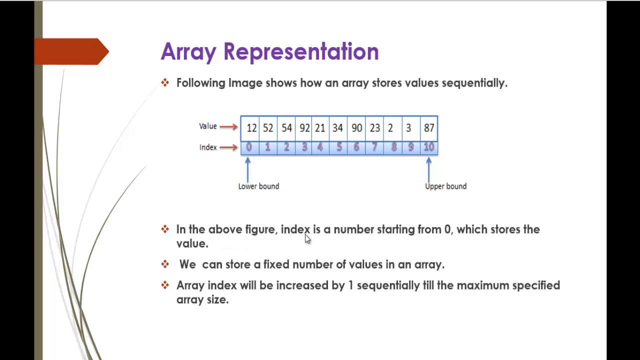In the above figure you can observe the index is a number starting from 0, which stores the value, and we can store a fixed number of values in an array. It means that once we declare an array, we can't alter the size of the array. It can't store extra values, and the array index will be increased by 1 sequentially till the maximum specified array size. Once I store a value at 0, unless I explicitly tell it to store at 3, it will store the next value at 1, that is, sequentially.